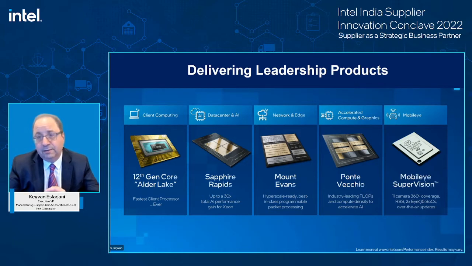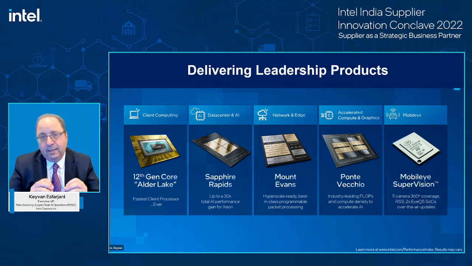Also, in our ACG, this is our accelerated compute graphics, right? Ponte Vecchio. This is our high-performance computing. We are into the industry-leading flops and compute density, accelerate the AI. This is where the disaggregated manufacturing comes in with more than 48 tiles of different chips, both internal and external, onto this one, basically, form factor.